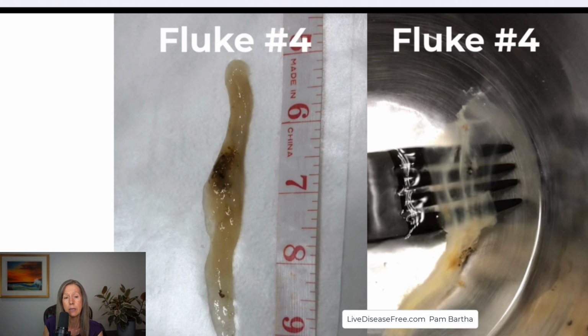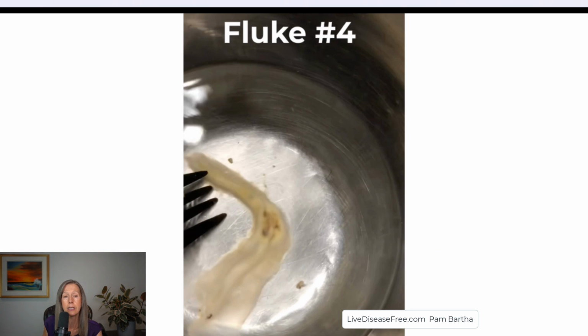This one is about 1, 2, 3, 4 inches long. And you can see again on the right-hand side, the intestines, or the lines. I'm assuming they're intestines when you look at the structure of these flukes. And then this is it in water. Again, I'll have the video on my website where you can actually see them poking it with a fork and moving it around, and you'll see that it's very solid.